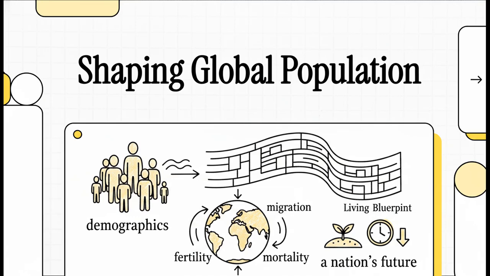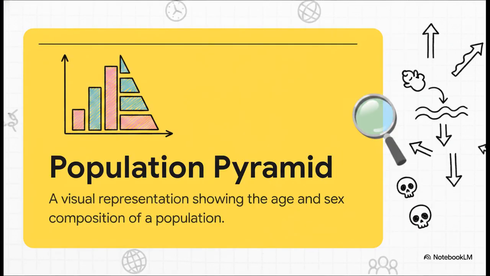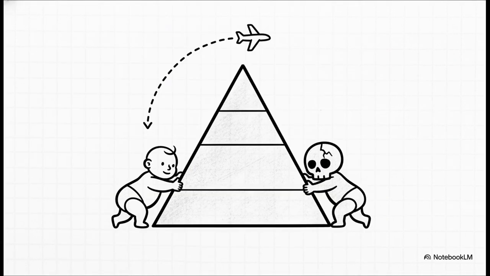Welcome to This Explainer. Let's dive right into the living blueprint of our future, population structures. Sure, we all obsess over raw numbers, but what invisible forces actually sculpt a population over time? We use population pyramids for this. It's basically a visual snapshot of a society's age and gender mix. Three key architects are constantly molding these pyramids: fertility, mortality, and, well, migration.